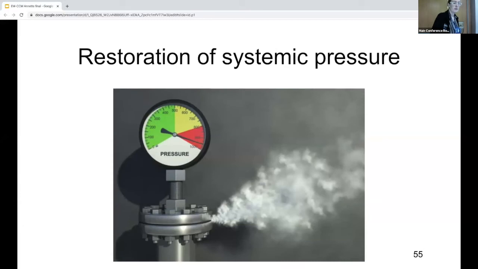So next is restoration of systemic pressure. The systemic pressure needs to be restored to maintain end organ perfusion and coronary perfusion, particularly to prevent ischemic damage to the right ventricle, because that would push us into the spiral of death. So the goal is to keep the systemic pressure higher than the pulmonary pressure and to avoid a hypoperfused right ventricle.